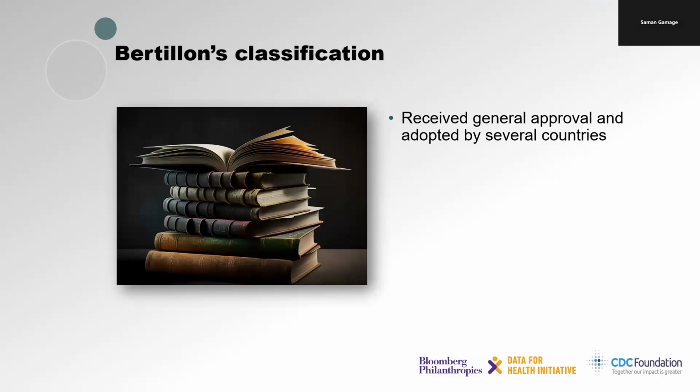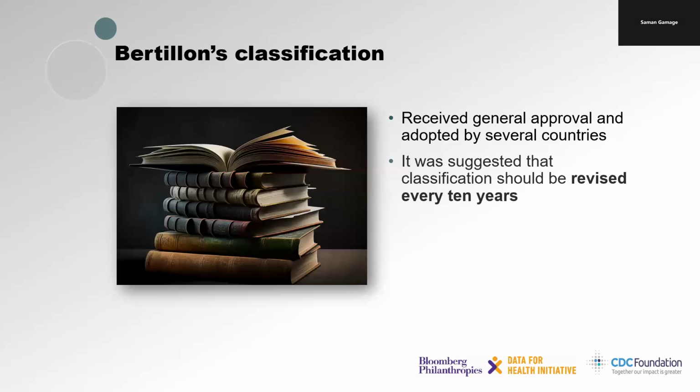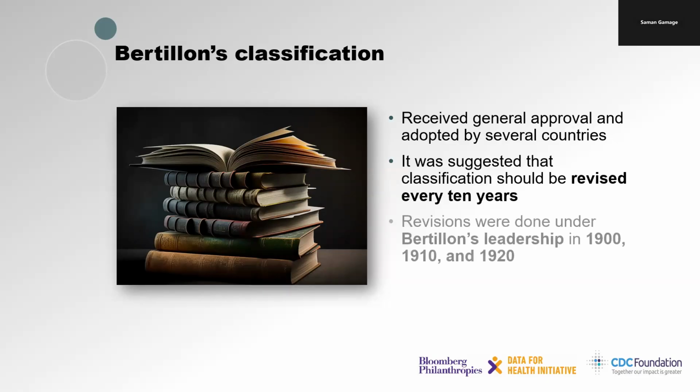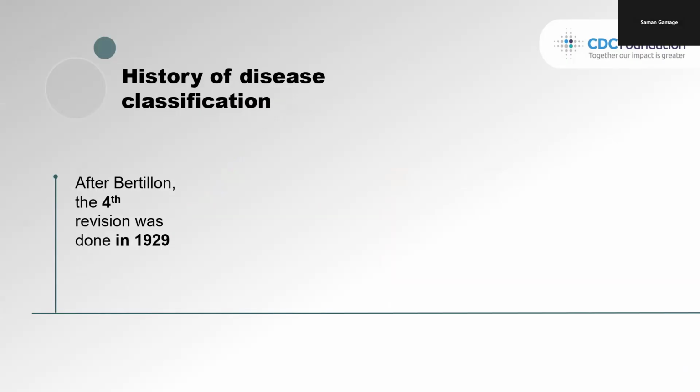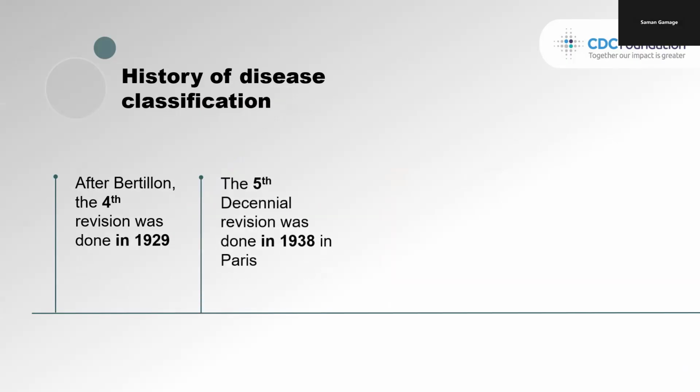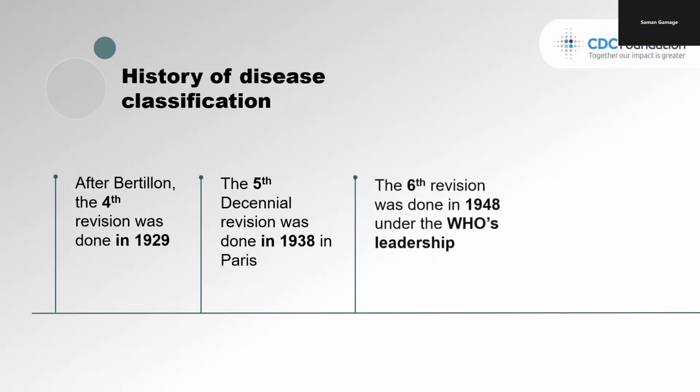Bertillon's classification received general approval and was adopted by several countries. It was suggested that the classification should be revised every 10 years. Revisions were done under Bertillon's leadership in 1900, 1910, and 1920. After Bertillon, the fourth revision was done in 1929, the fifth revision in 1938 in Paris, and the sixth revision was done in 1948 under the WHO's leadership.